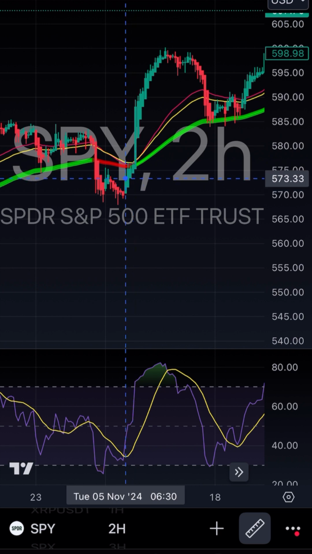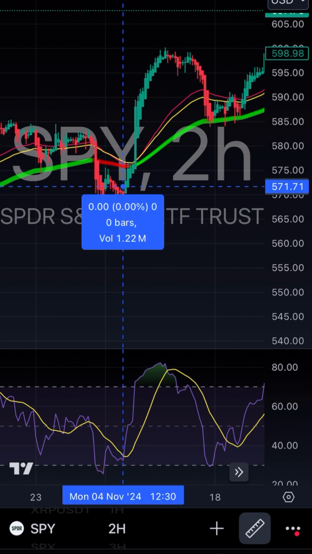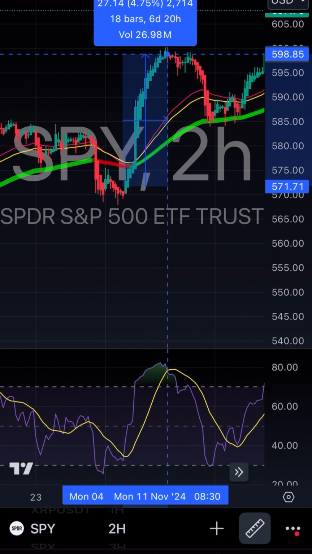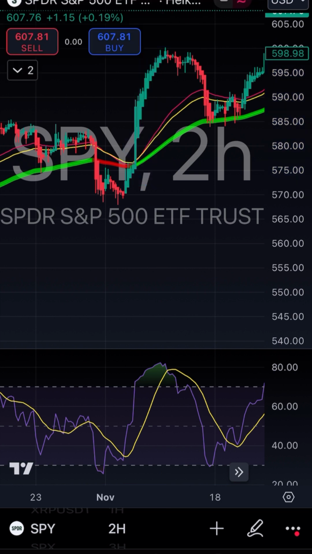Not to see right about here. Right about here you get in, because you see the line is still above the 90-95. Ride that out, and in 6 days you made about $2,714. So that's a 2 hour.